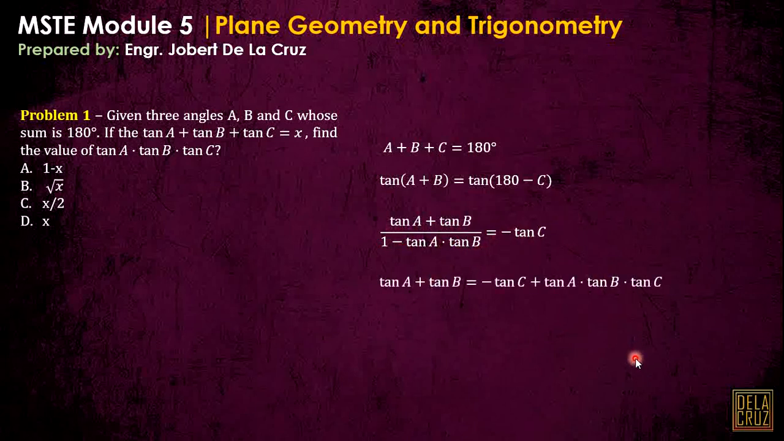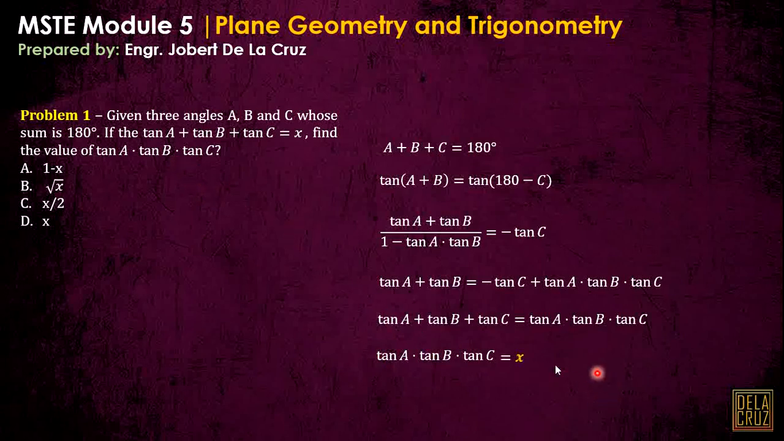It will be like this. Then I will transpose minus tan C dito sa left, and it will give us this relationship. The sum of all tangents from A to C is just equal to the product of all the tangents. The same sila. That means that this tangent A times tangent B times tangent C is also equal to the value of x. Okay? Now, the answer here is letter D.